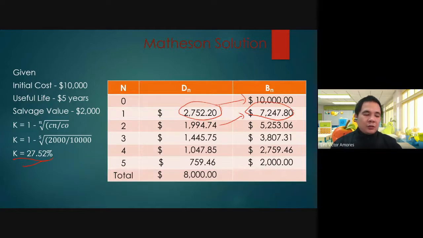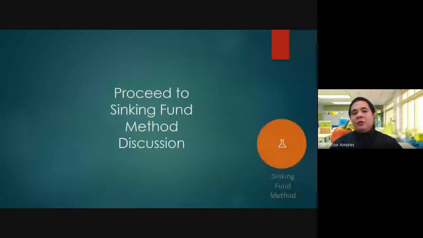Question with regards to the Matheson solution? Wala ra? If you have no question with regards to the Matheson equation, I'll proceed to the sinking fund method.